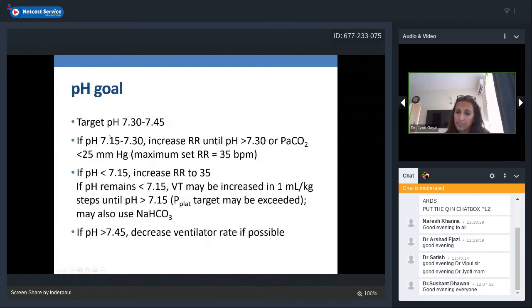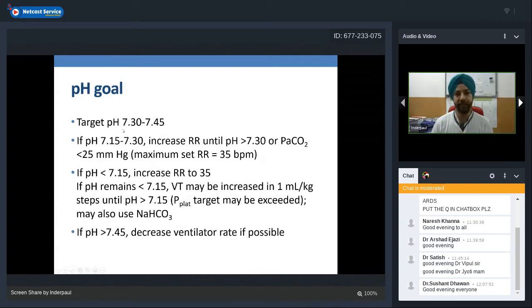And the target pH, as I told you, is not normalization, but keeping it within the physiological range, which is about 7.3 to 7.45. If your pH is between 7.15 to 7.3, what we do is increase the respiratory rate. If we are still not able to achieve our target, we can increase the tidal volume if we have used the tidal volume of 6 ml per kg body weight. So it is just doing some mathematical changes or jugglery and trying to achieve this pH, a CO2 of less than 40 and keeping a pH of more than 7.15.